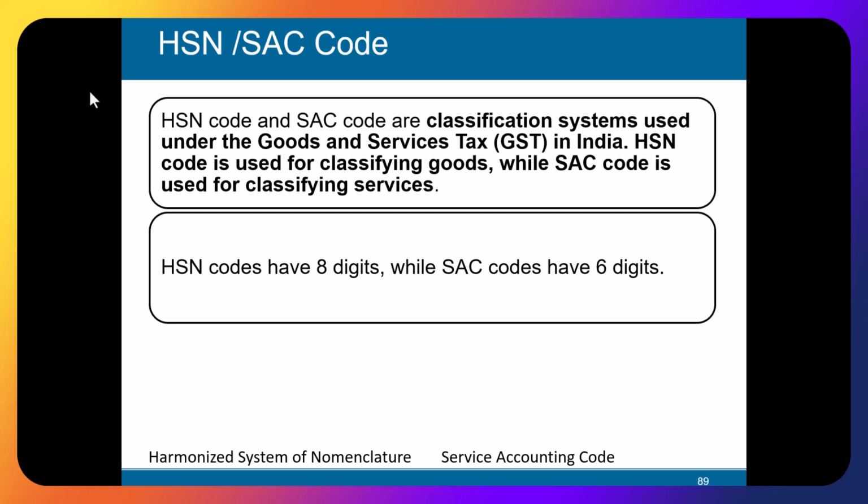HSN codes have 8 digits, while SAC codes have 6 digits. Now, every item in the world has mandatory 8 digits. It can be a little longer depending on the country, but the first 8 digits are the same throughout the world, because through the code, anywhere in the world, you can know what item has been supplied to you. Okay. And this is used mostly by customs authorities because they want to know what kind of duty is chargeable on the goods which you have imported from outside. So it was originally used under the Central Excise and Customs in India. Okay.